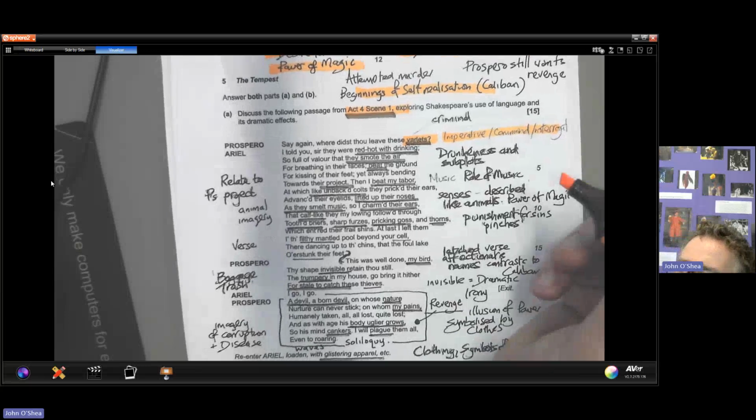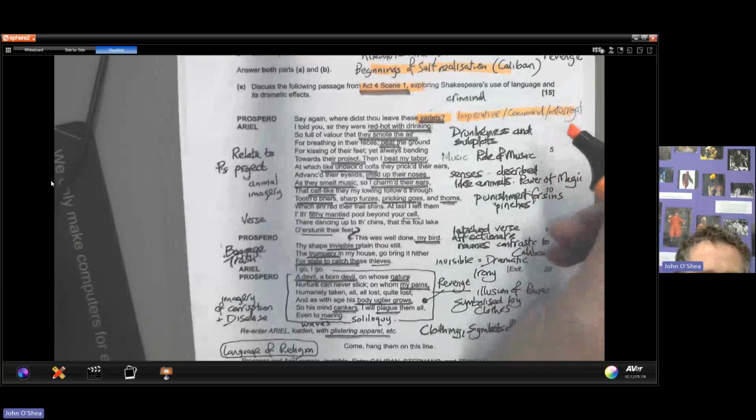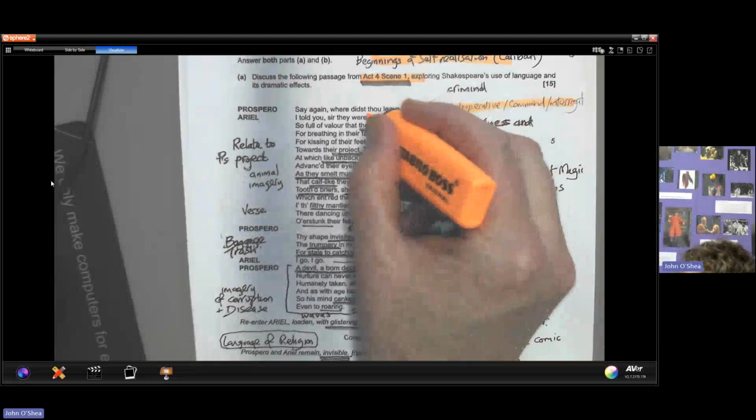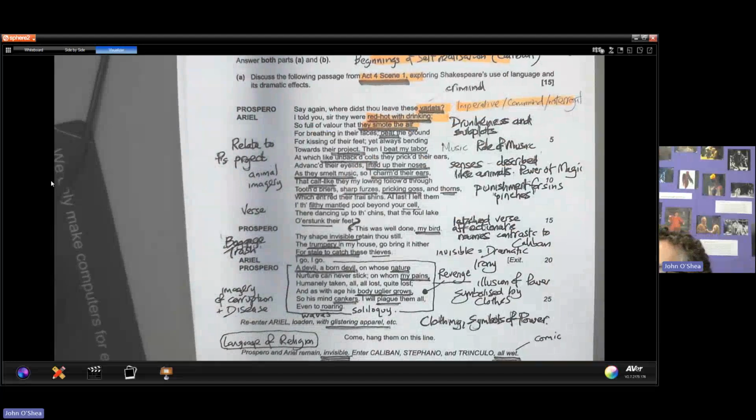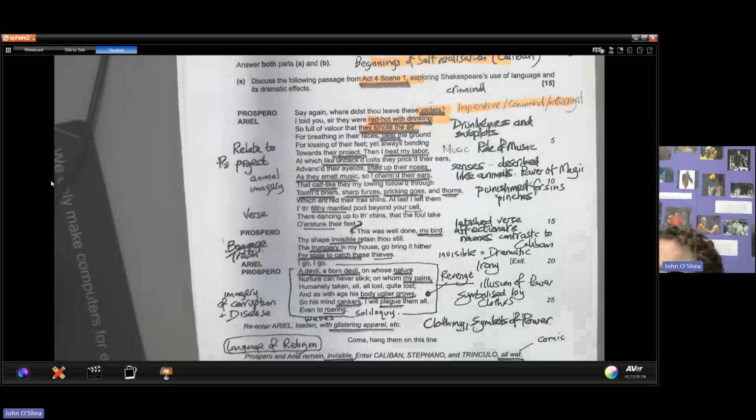Remember, you're talking to an audience, not a reader or the book. "They were red hot with drinking, sir, so full of valor they smote the air." You might be reminded of who else smote the air, the nobles in the previous act when the harpy came to punish them. Not many people talked about this, but there are parallels between what Ariel's doing to the subplot characters and what Ariel, in the form of the harpy, did to the noblemen.